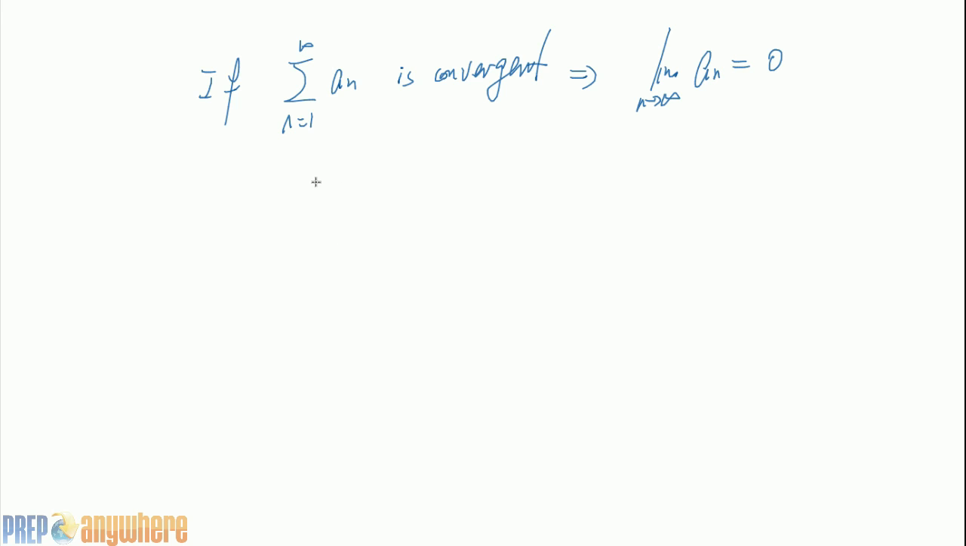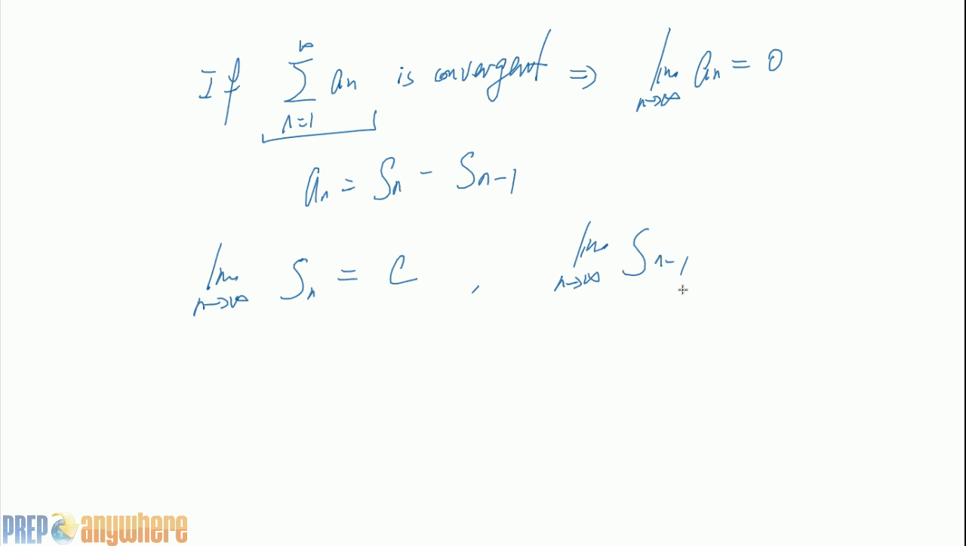First, recall from sequences and series that a_n is simply S_n minus S_(n-1). Now, we're given that this is convergent, meaning S_n, as n approaches infinity, is approaching a particular constant C. But then, what about S_(n-1)? This is also going to be approaching C, maybe a little bit less or a little bit more, but essentially the same.